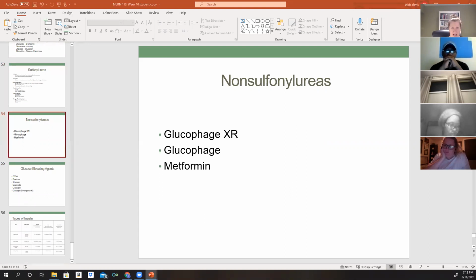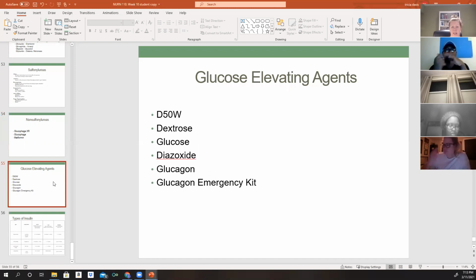So then we have the non-sulfonylureas. These are your Glucophage, Glucophage extended release, and your metformins. Metformin is pretty much the gold standard. The actions, indications, and pharmacokinetics all vary depending on the medication, so we're not going to go into detail about those.